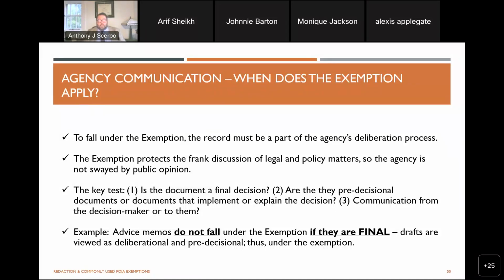So as an example, just to start us off, advice memos do not fall under the exemption if they're final. If they relate to a final decision, see under the key test number 1, they are not under the exemption. But drafts of an advice memo are, because they're viewed as deliberational and pre-decisional. So the first question is, is the document a final decision? Then, are they pre-decisional or documents that implement or explain the decision? And then, are they communications from the decision maker or to them?